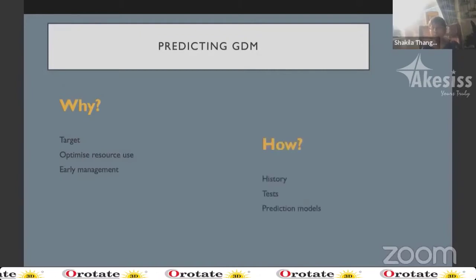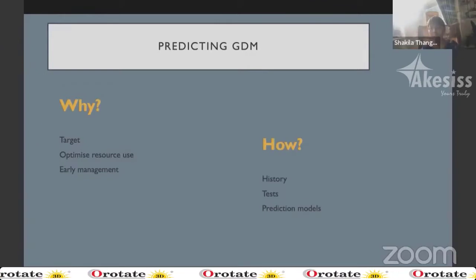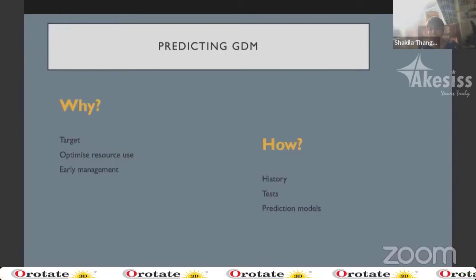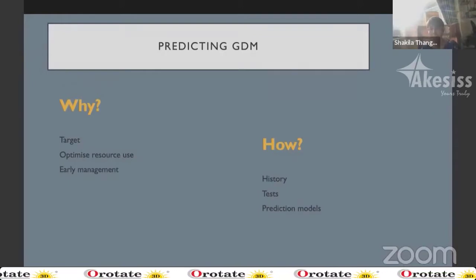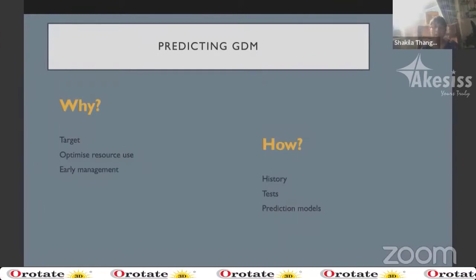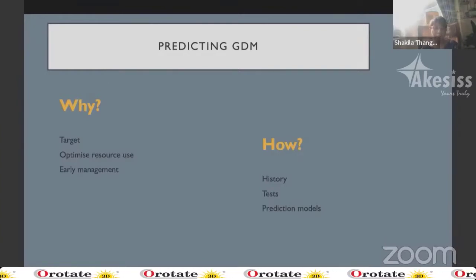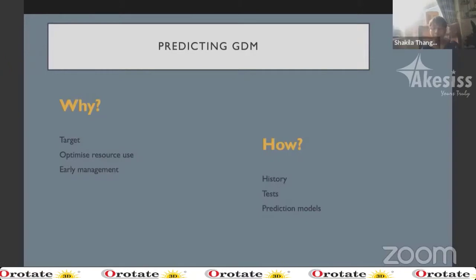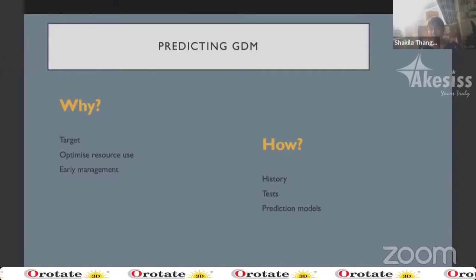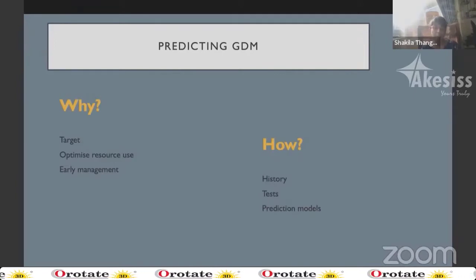So what are the different tools that we currently have to predict GDM, and how accurate are these? Traditionally, we go by history, and that's the reason a lot of us do a glucose tolerance test in those who are considered to be a high risk. There are also individual tests that could be considered to be predictors of GDM. And more recently, prediction models, which take into account multiple characteristics and the tests, which is a personalized risk prediction for the woman.